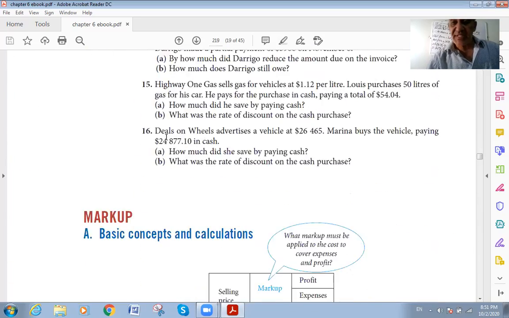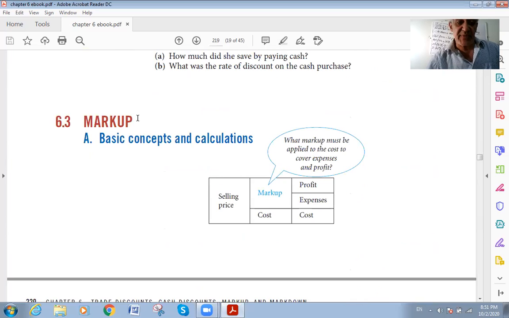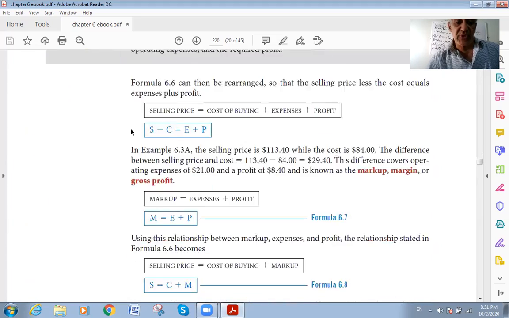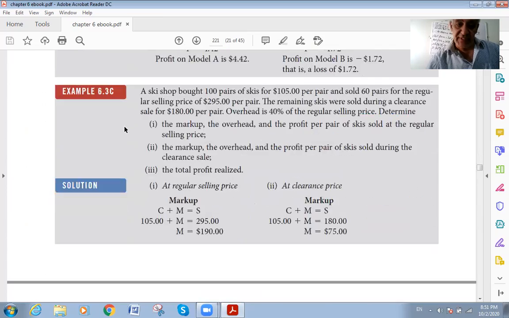Shall I end my class now? Any question, please, because next week we will take the markup and the markdown, and how to solve the problems of the markup and the markdown.